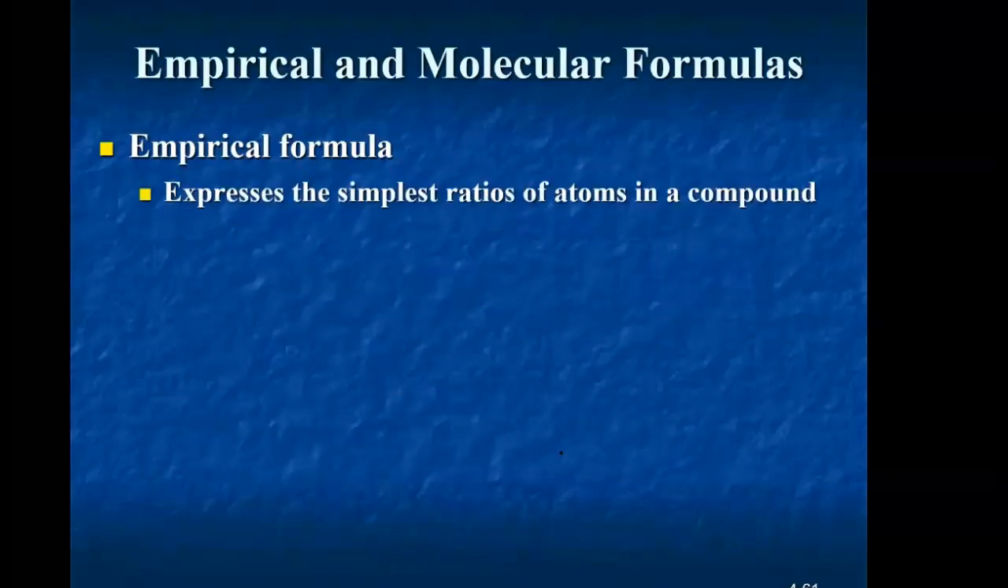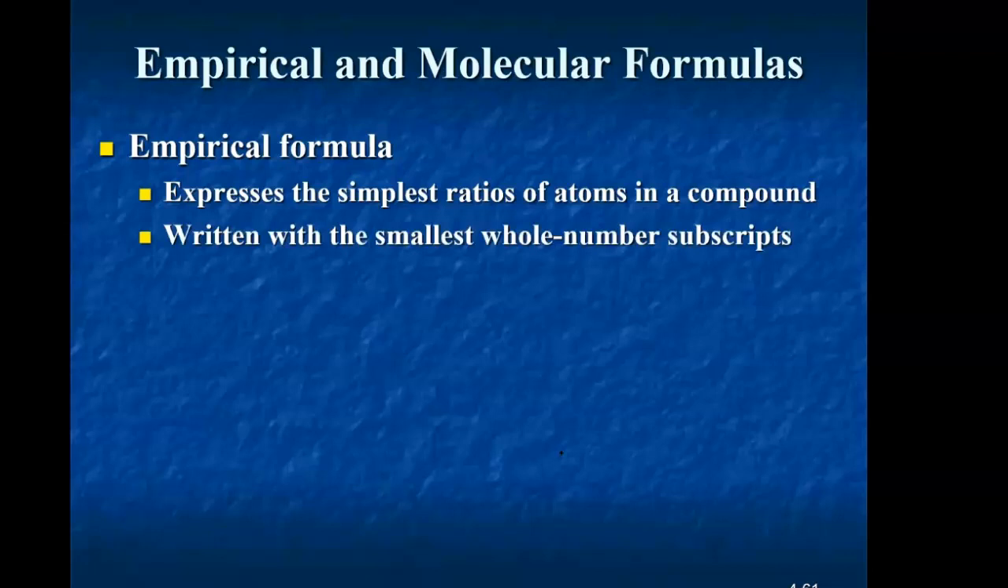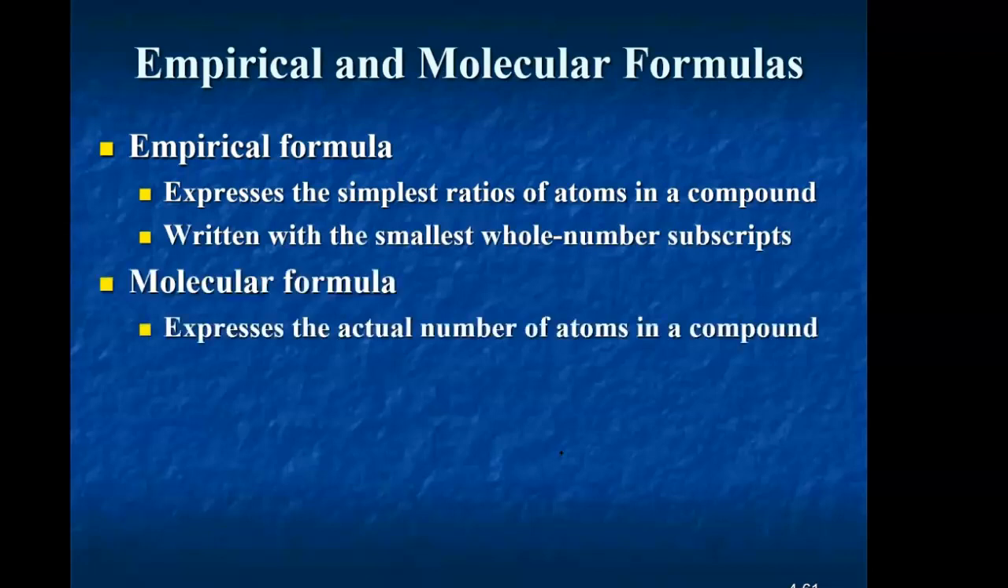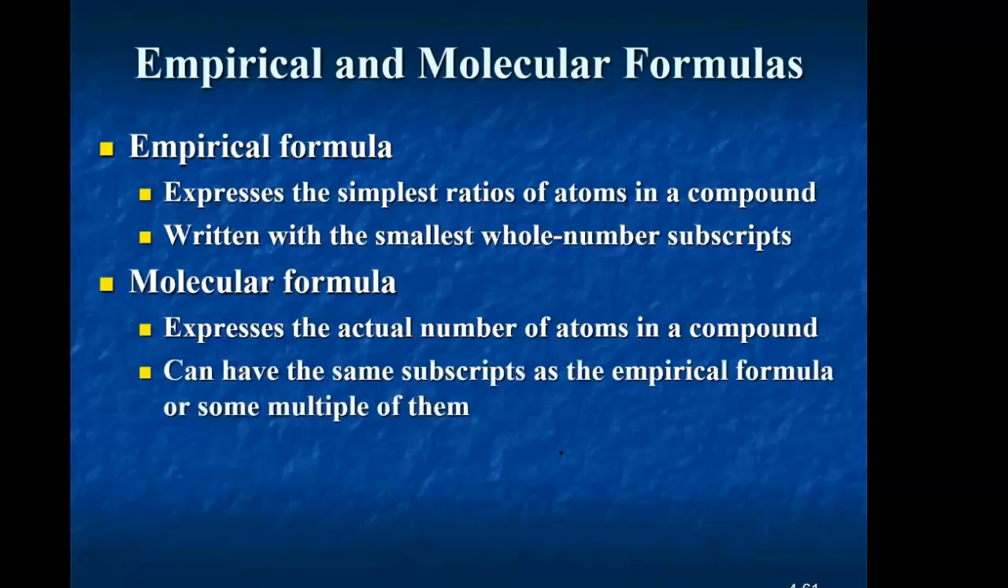Now, empirical formulas. An empirical formula expresses the simplest whole number ratio of atoms in a compound. A molecular formula is how it actually exists in nature, and it can have the same subscripts as the empirical formula or some multiple of them. For example, if you had C4H4, you could simplify that to CH. That would be the empirical formula, the simplest way to write a compound.